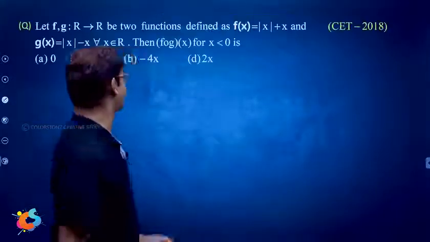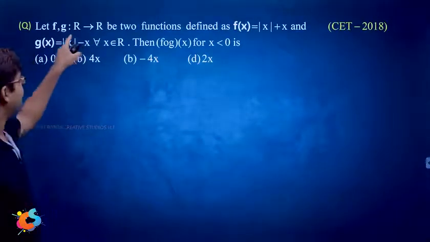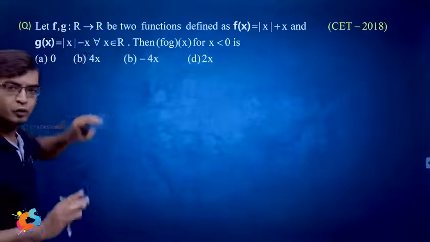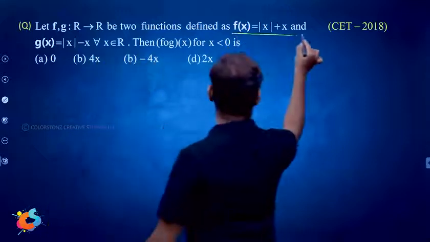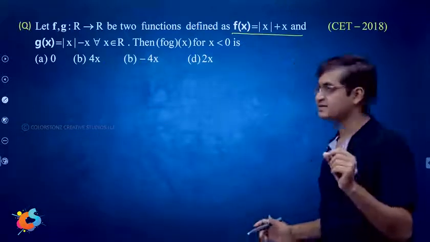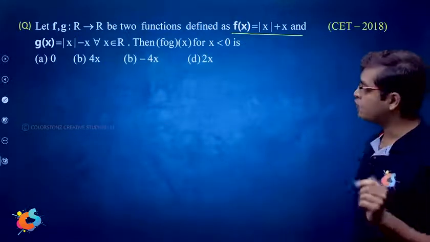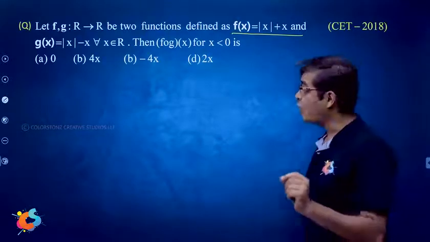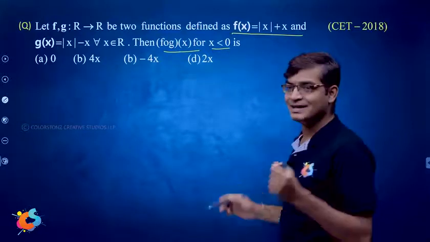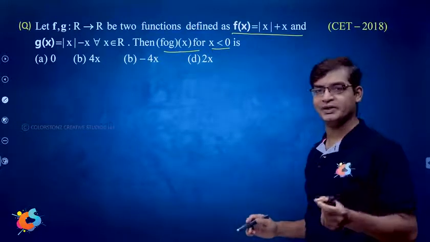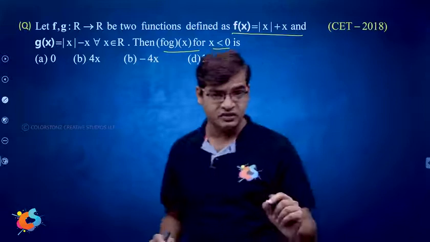Okay, so the first question is, f and g are two functions. Domain and codomain are same for these two functions, defined as f of x is equal to mod x plus x, and g of x is equal to mod x minus x for all x belonging to R. Then f circle g of x for x less than 0 is. Okay. So here we should find f circle g of x.